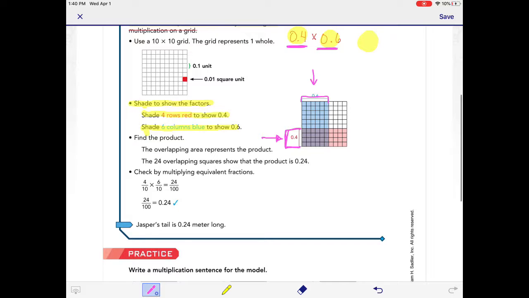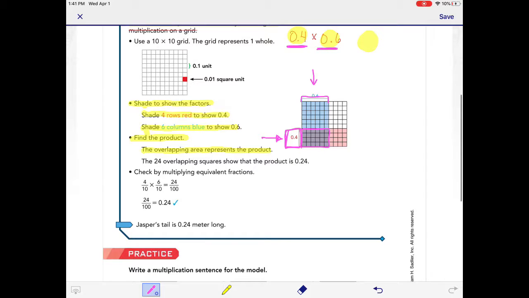Okay, do you see how they did that? They shaded all of one factor in one direction and all of the other factor in the other direction. And then where do we find the product? So it says find the product. The overlapping area represents the product. Right, here is where you can see the red and the blue both overlapped.